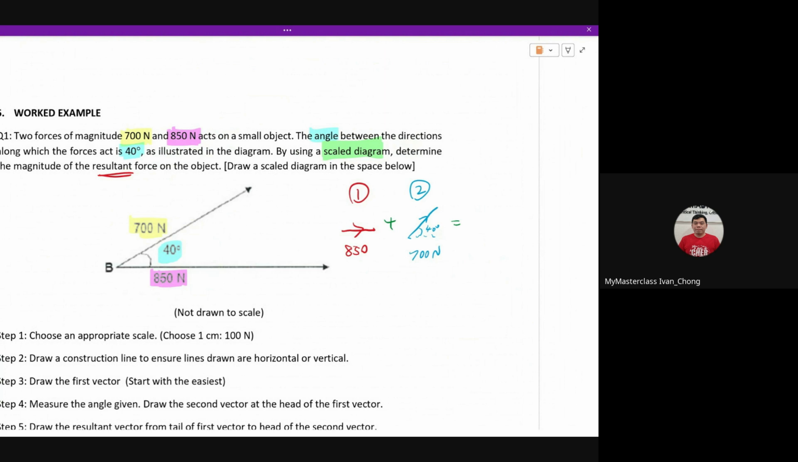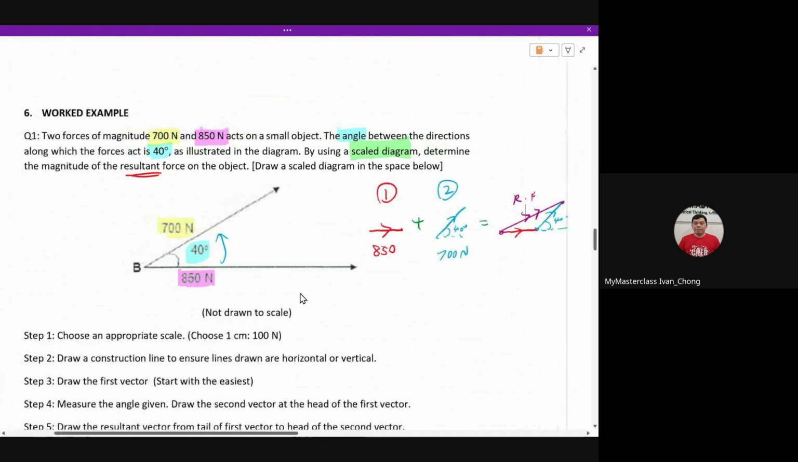So we always draw the one that is easiest first. We will draw this 850. Maybe I'll use the colors to show you. We'll draw this 850, and from this point, I'm going to draw dot, dot, dot. And you notice this is 40 degrees from your horizontal. So you want to measure your 40 degrees, and you want to draw this 700. So you can see one start, one end. What you want to do is you want to just draw like this. This is your resultant force. Can you see that? So basically, you can see that the rough shape looks like this. It's more elongated from the bottom left to the bottom right, to the top right.